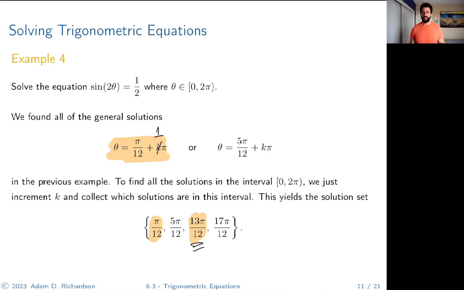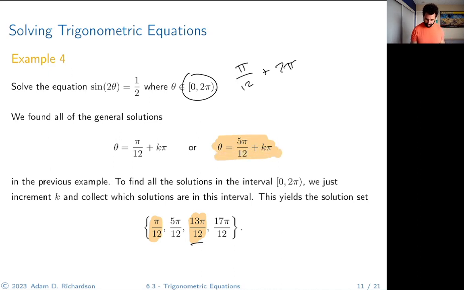All right, now what you'll notice is if you try to add 2 pi to that, you overshoot the interval 0 to 2 pi. So if you try to do pi over 12 plus 2 pi, then you end up with a result that's outside of this interval. You end up with a result that's too big. So that means for this equation, we basically can only increment k twice. k is going to be 0, k is going to be 1, and we get 2 solutions that are in the interval. All right, now go to the next equation and do the same thing.